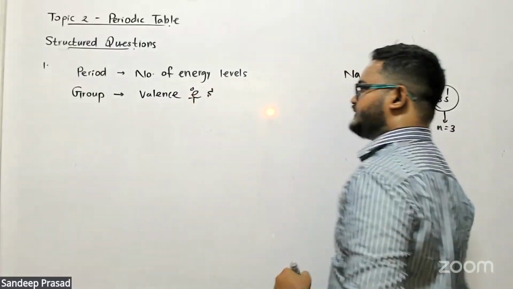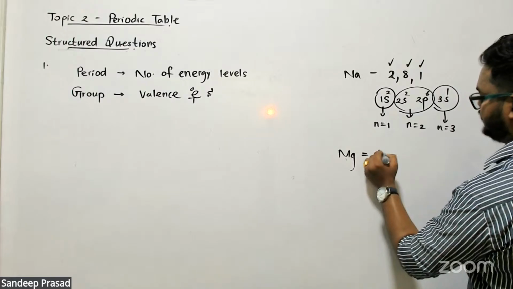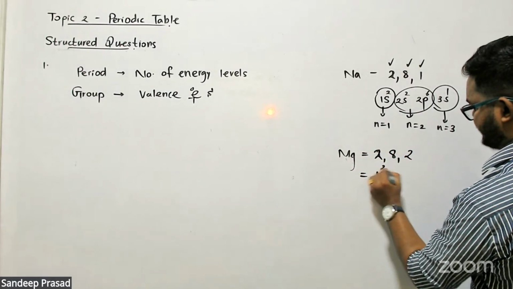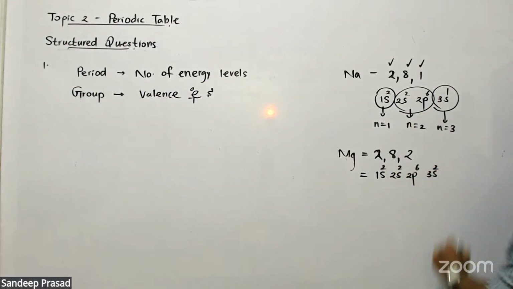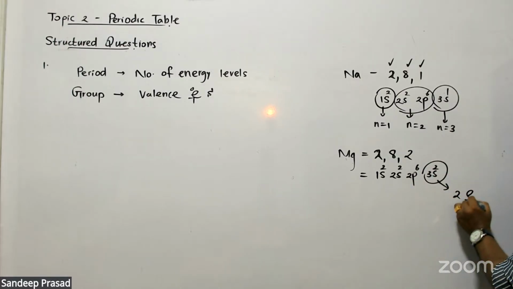Valence electrons, right? Now look at the magnesium configuration. You have learned in O levels that its configuration is 1s2, 2s2, 2p6, 3s2. So in the valence shell, there are 2 electrons. There are 2 electrons in the valence shell.